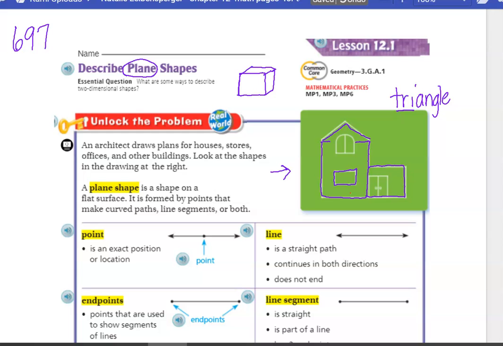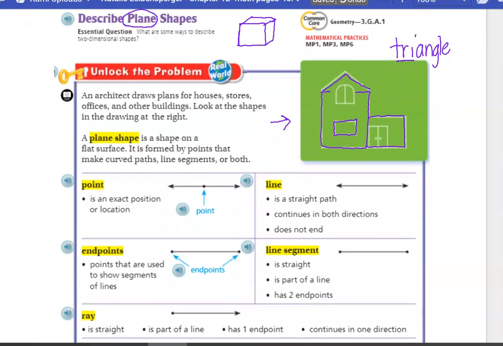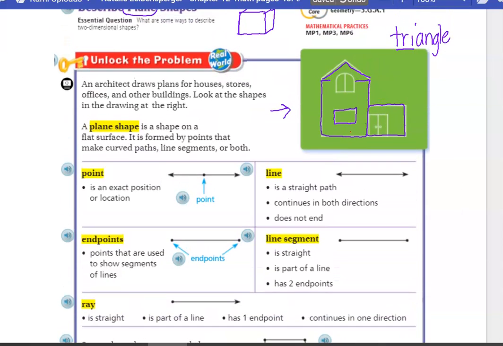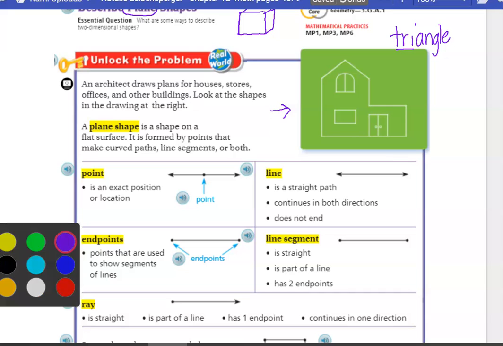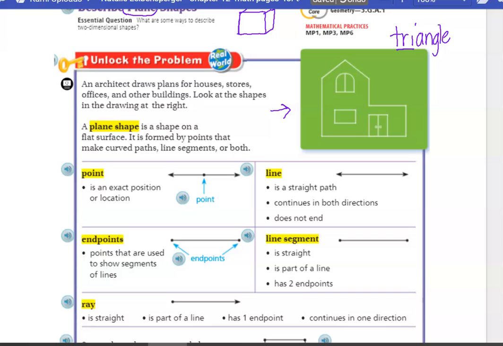Now a plane shape has points that connect, and sometimes the lines will be straight, sometimes they'll be curved, sometimes they'll have both. So here, this window has that curved path, whereas all the other shapes in this picture form straight lines. We're going to be talking about some new vocabulary words today, and we're going to look at the picture on the right to help us. So I'm going to quickly erase these so that we can locate all the new vocabulary words on the side. Chapter 12 has a lot of vocabulary words, so we're going to practice these when we're in school.